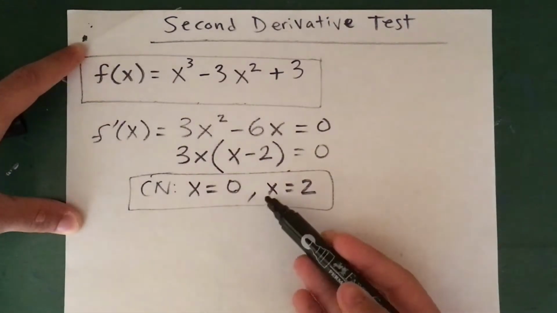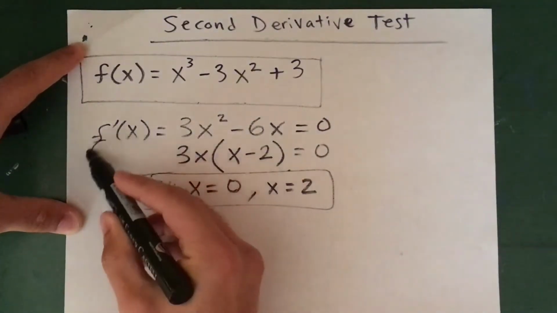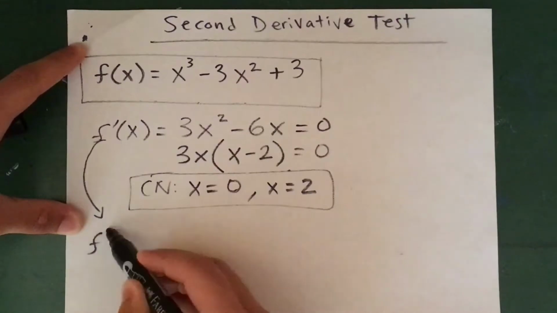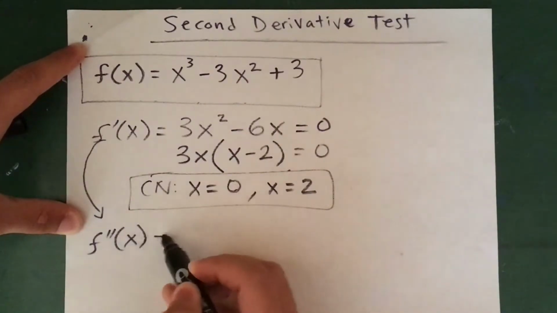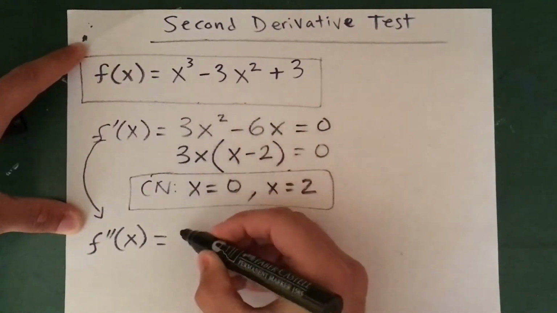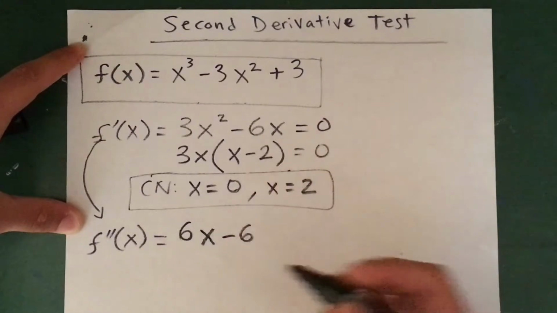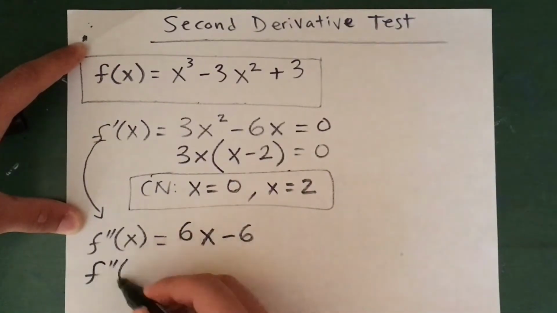And we're going to put them inside the second derivative. I'll show you how. So now we're going to find the second derivative. Using the power rule again, the second derivative is 6x minus 6. That's our second derivative.